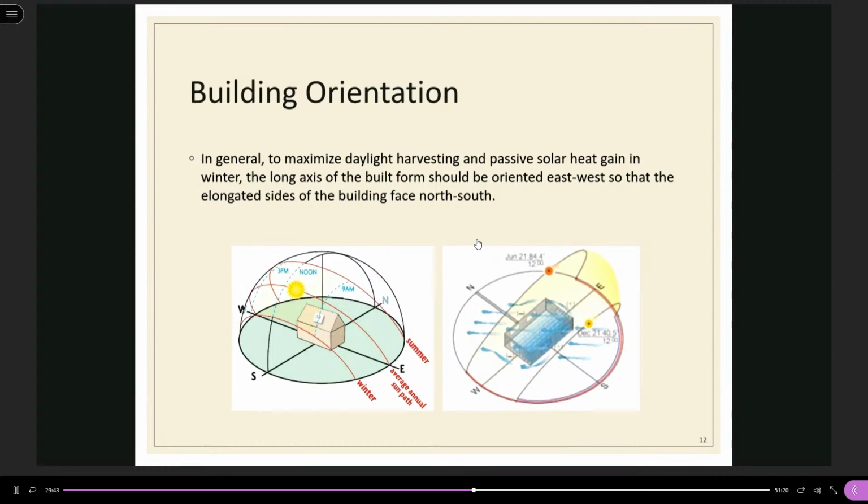Then you should orient the longer side of the building facing south and have the windows facing south. For the east and west directions, the sunlight will come at a lower angle, resulting in high solar radiation. So if you want to minimize the solar radiation and heat transfer, then the shorter facade should be facing east and west. And how about the north?